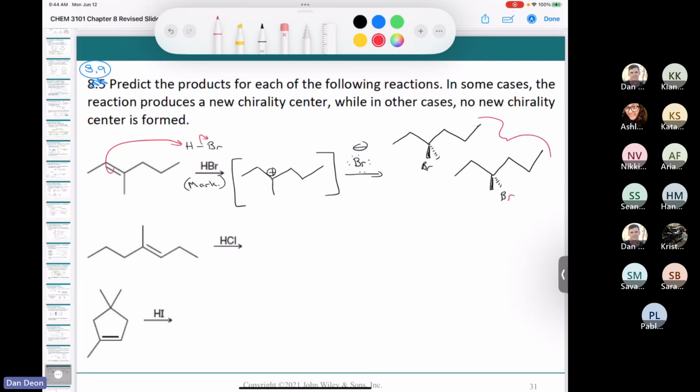So these two compounds are enantiomers. Give me a thumbs up if you're with me on that one. Any questions on this one? No? Okay, well, in the second one, do we form a chiral center? The second one, do we form a chiral center?